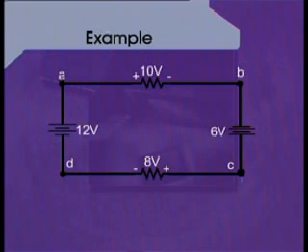The top resistance has been marked with a voltage drop of 10 volts across it, whereas the bottom resistance has been marked as having a voltage drop across it of 8 volts. Now, we have also marked the various points or nodes for this circuit as A, B, C, and D.